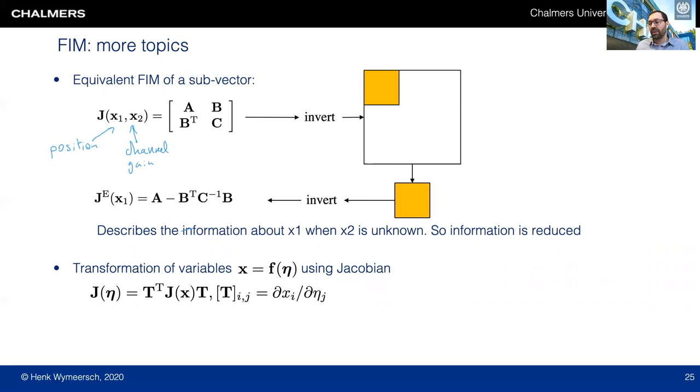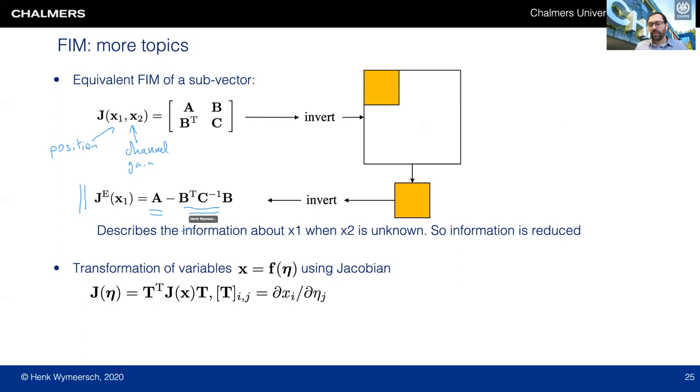Now let's suppose the Fisher information matrix has this structure, A, B, C, as shown in this equation. What we can then do is compute something called the equivalent Fisher information of x1, and that is the amount of information you have about x1 in the presence of a nuisance parameter x2. It contains two parts. It contains this part A, which is the Fisher information you have about x1 if x2 was known, and then you subtract something, which is the information loss due to not knowing x2. This is called equivalent Fisher information.